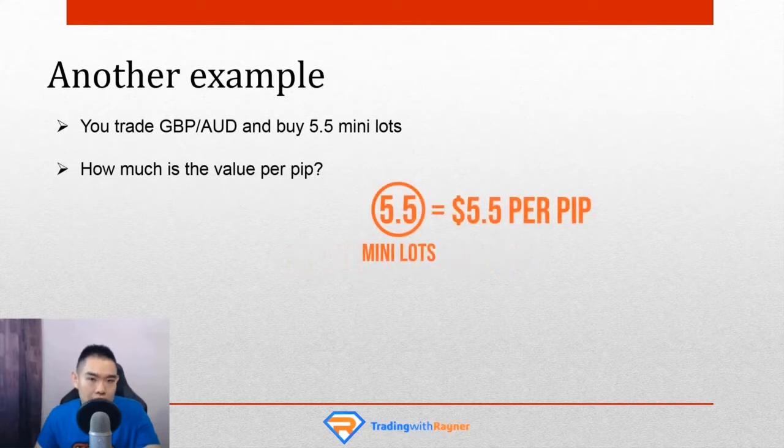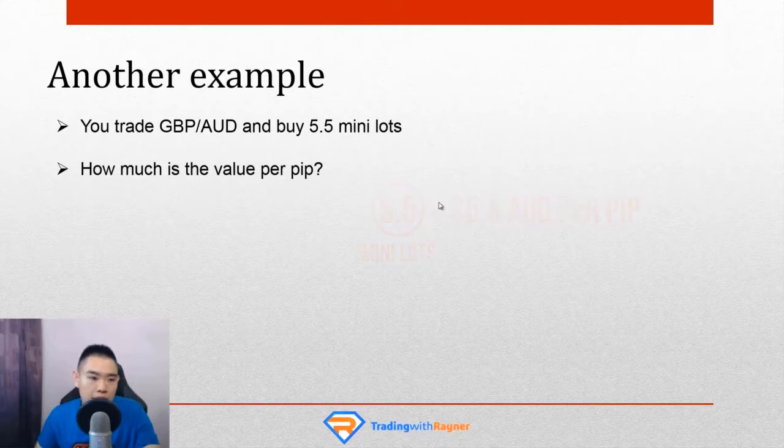So what is the quote currency? This is Aussie dollar. So it's 5.5 Aussie dollar per pip. Okay, great. So that should be the answer. If you look at the answer, it's 5.5. How do I know this? Because I did this slide and clearly I don't know what the answer is. So yeah, there you have it.